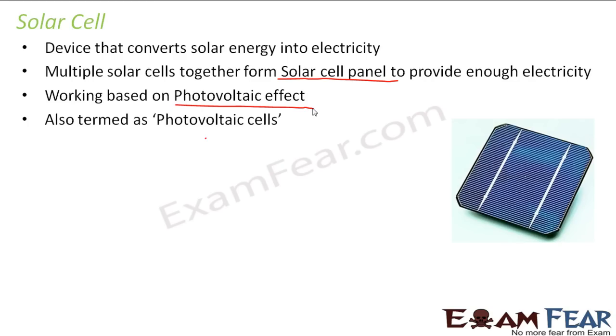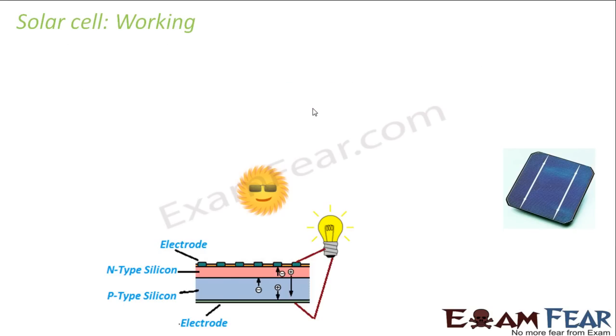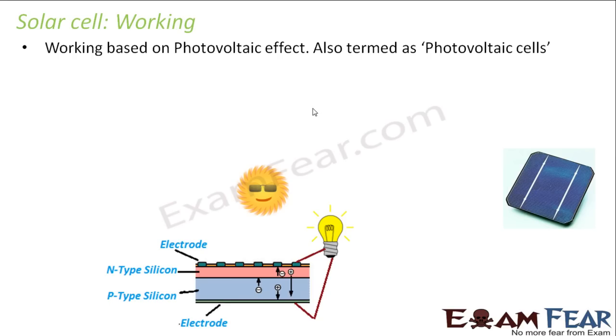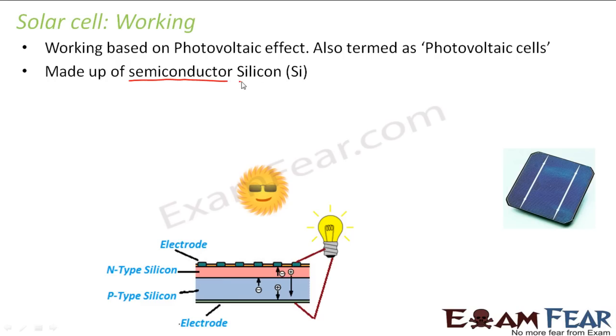So now, even though not in detail, let us briefly look at how a solar cell works. Maybe you will not understand it in much detail, but at least you will get some idea. Now, as I mentioned, the working is based on the photovoltaic effect, because of which these cells are also called photovoltaic cells. Now, solar cells are made up of the semiconductor silicon. So you all must be aware of silicon, right? In your chemistry, you would have studied about this element silicon. So silicon, germanium, these are all semiconductors.